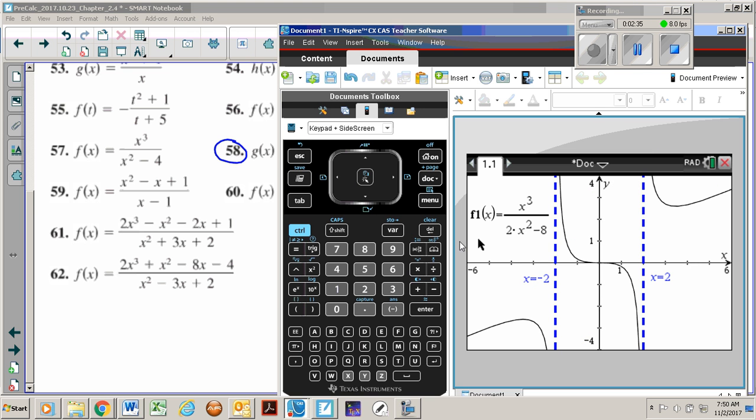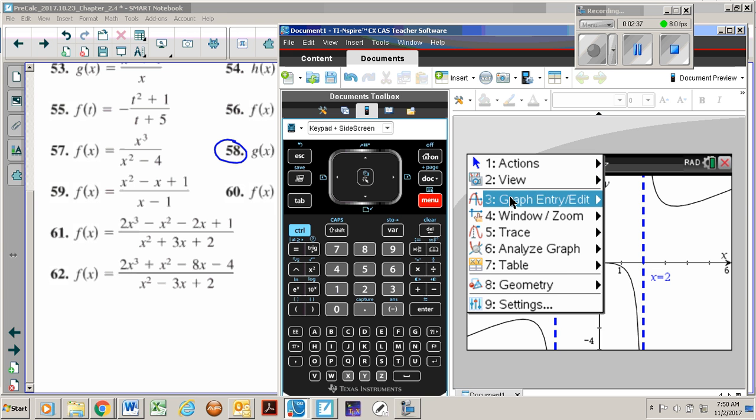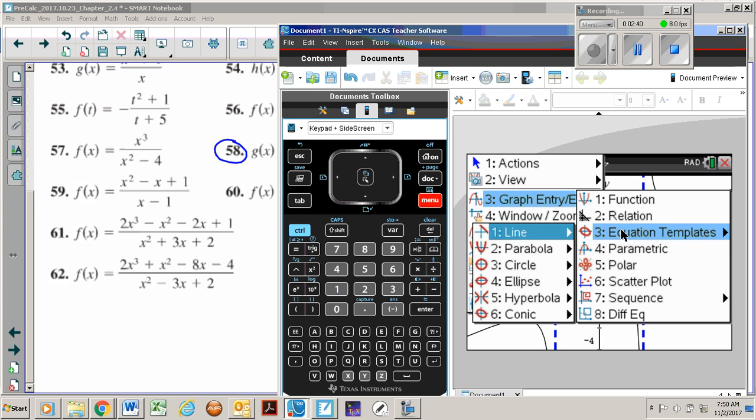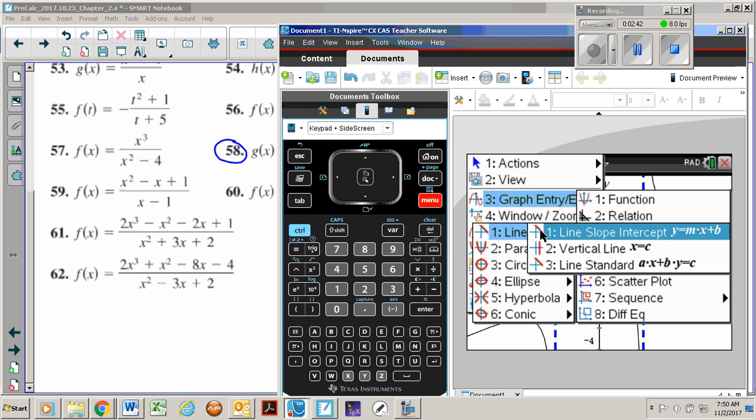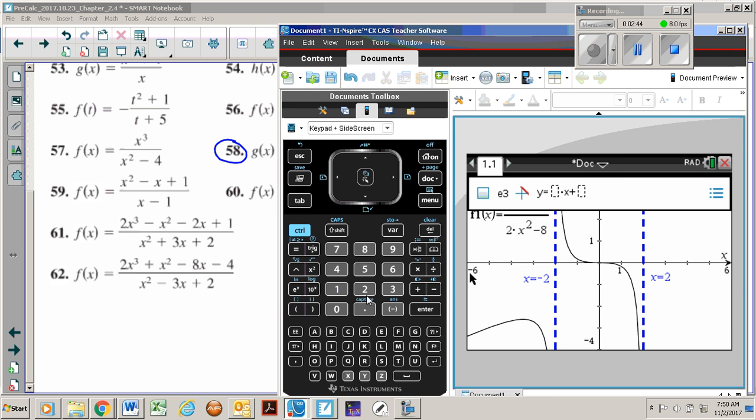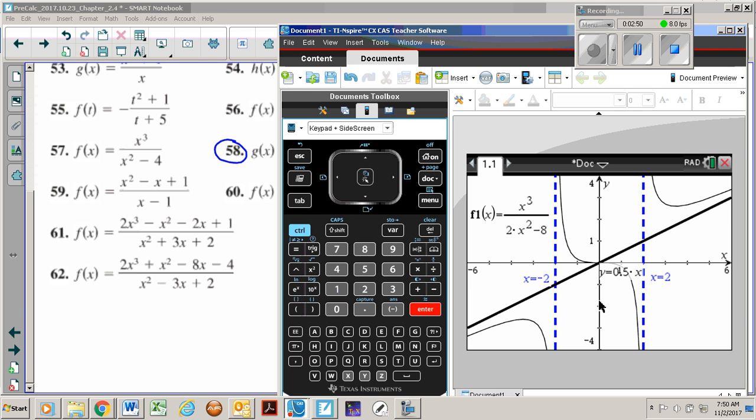So on my calculator, I can go in here and add a function. And this will be 1/2. So I'm just going to put in 0.5 and 0. I hit enter, and there it is. That's my slant asymptote.